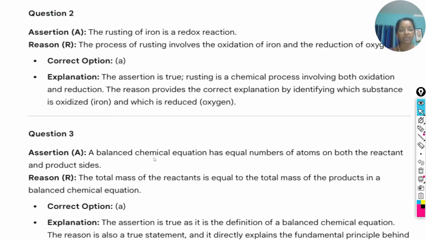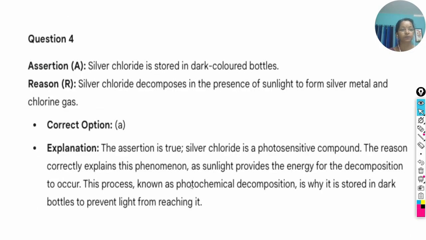Next question: a balanced chemical equation has equal numbers of atoms on both the reactant and product sides. Correct. The total mass of the reactants is equal to the total mass of the products in the balanced chemical equation. So naturally, option A: both A and R are correct, and R is the correct explanation of A. Option A is the answer.